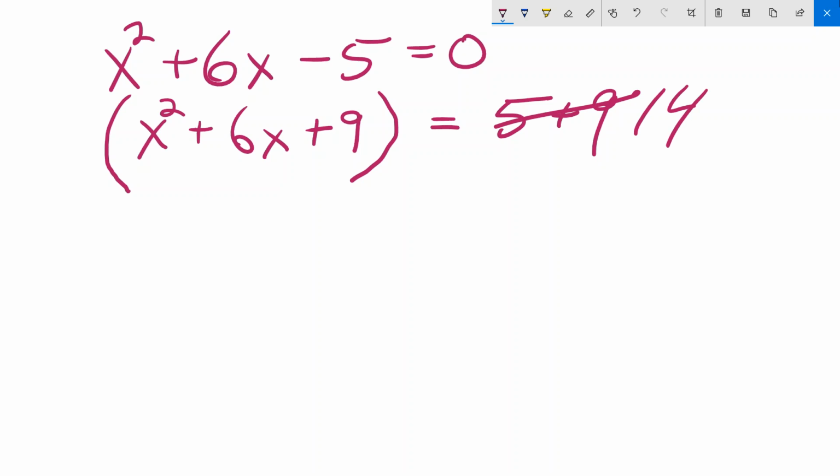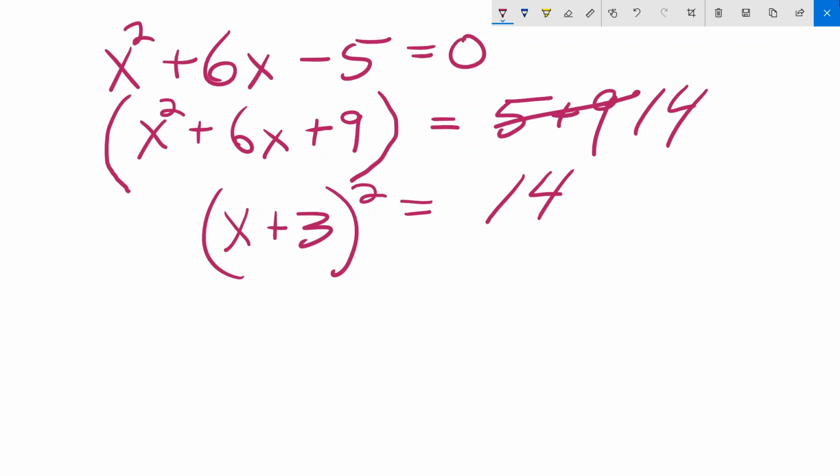Okay, now the next line. And then you factor. So then that would be x minus 3 squared. It's actually plus. It's whatever the sign in front of that 6 is. Okay, and then equals 14. Then you square root both of them. So it's x plus 3 equals root 14, equals plus or minus root 14. Plus minus. It's okay. It takes a while.